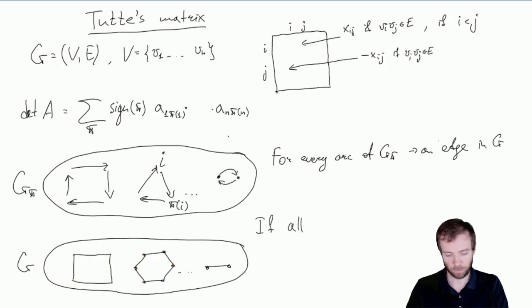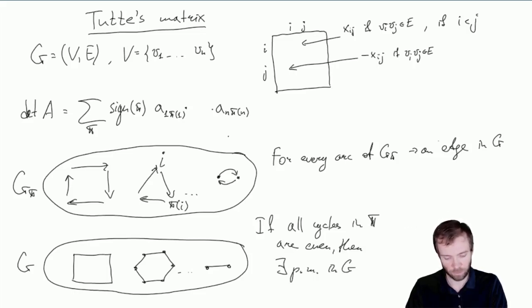So if all cycles in P, and cycles in a permutation are just the cycles of its directed graph, are even, then there exists a perfect matching in G. Because in case of our assumption that we are now talking only about non-zero terms here, every cycle in P corresponds to a cycle of the same length or to a single edge in G, and cycles of even length greater than 2 can still be used to select a bunch of edges without common endpoints.